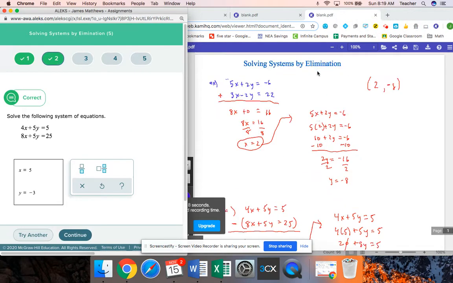All right? Solving by elimination is great when you have it in standard form. Use any method you'd like.